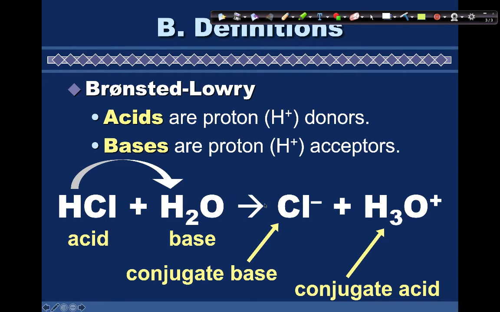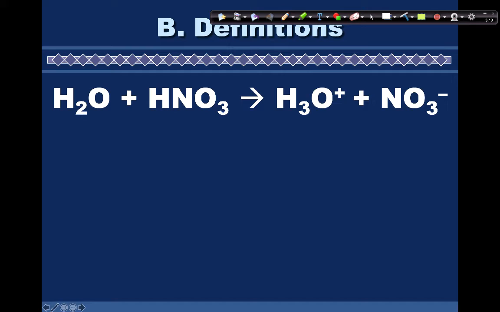So essentially, if you were to reverse this reaction, this would behave as the acid, this would behave as the base. So let's look at this one right here. We have water and HNO3, and I'm trying to figure out which one acts as the acid, which one acts as the base.